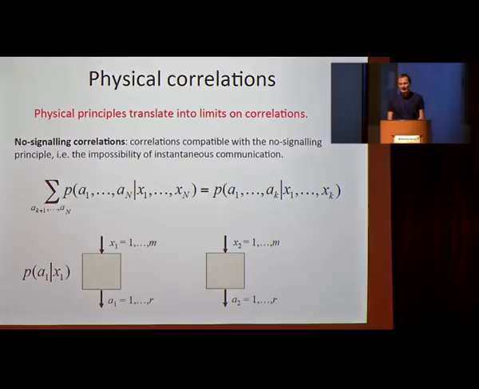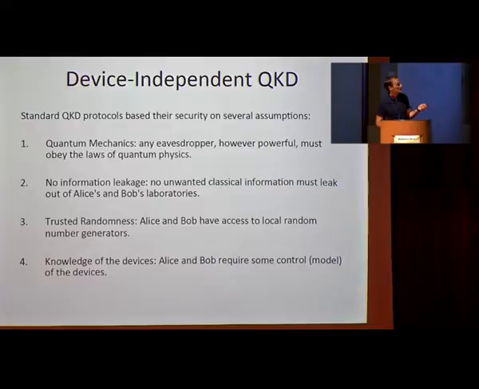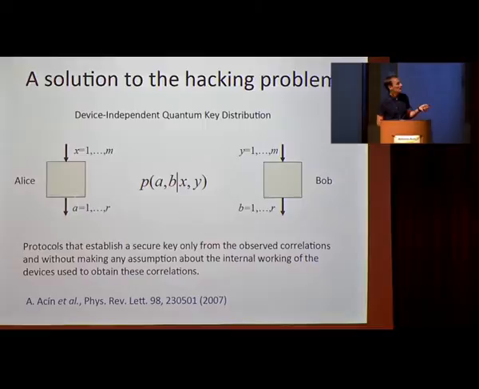So they can do many weird things, but they have to be compatible with the laws of physics that we know today. And here's the message. As you will see, this is important because physical principles impose limits on correlations. And by correlations, I mean how the statistics that this person sees in her device are related to the statistics that this person sees in his device. These devices have to be correlated, and I will express this by this probability distribution.